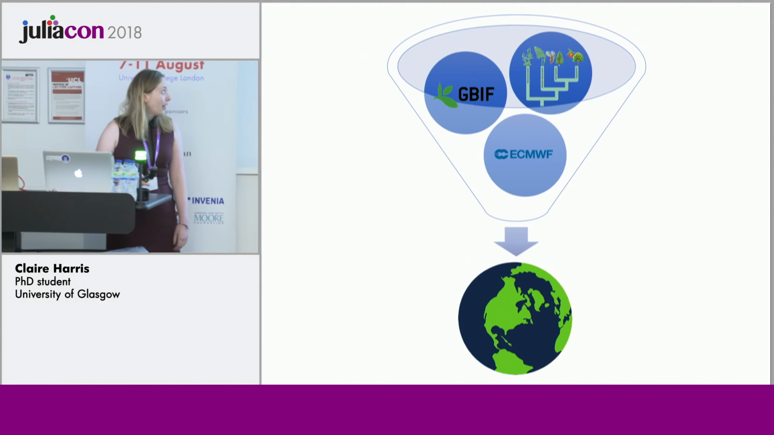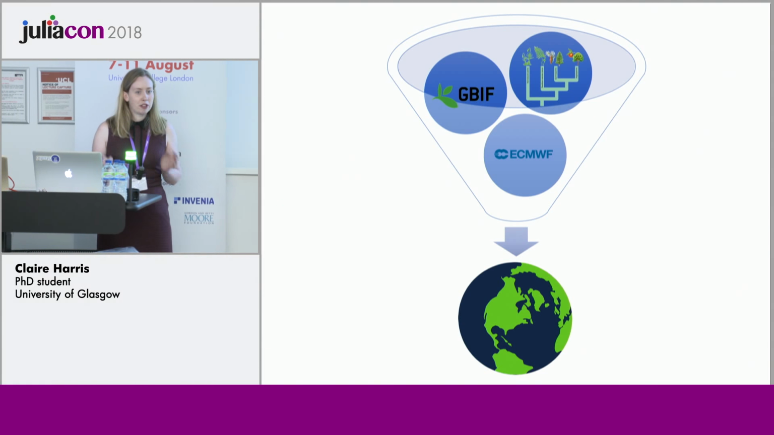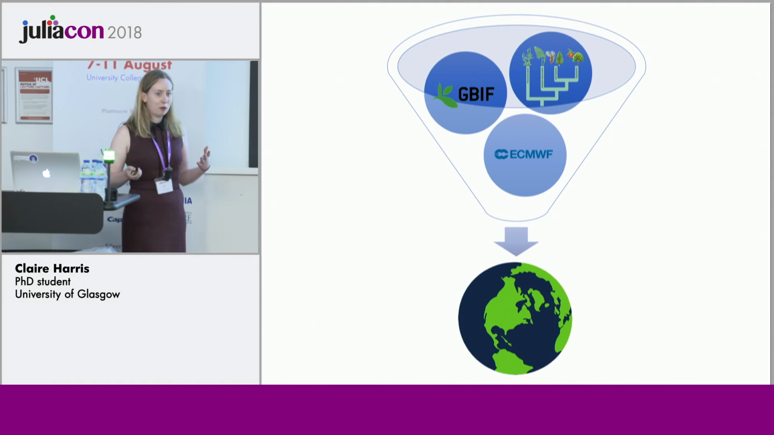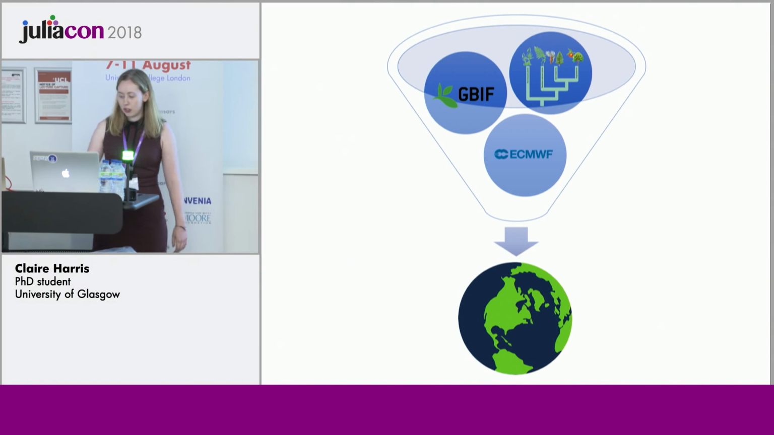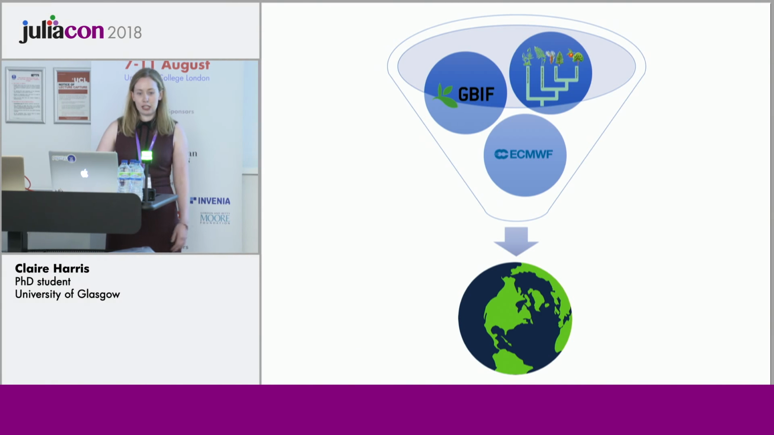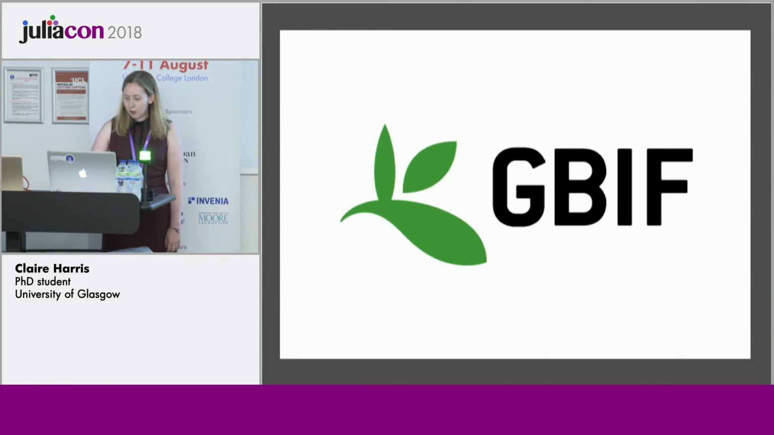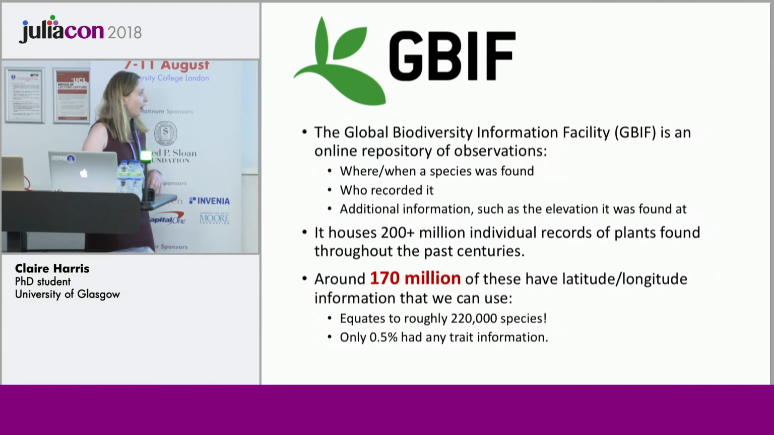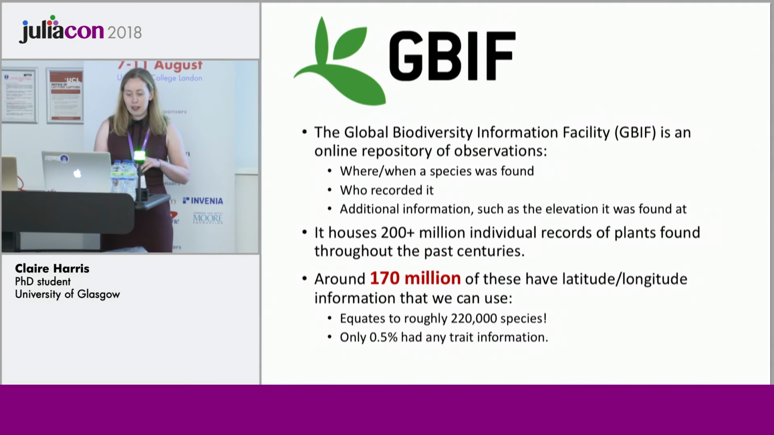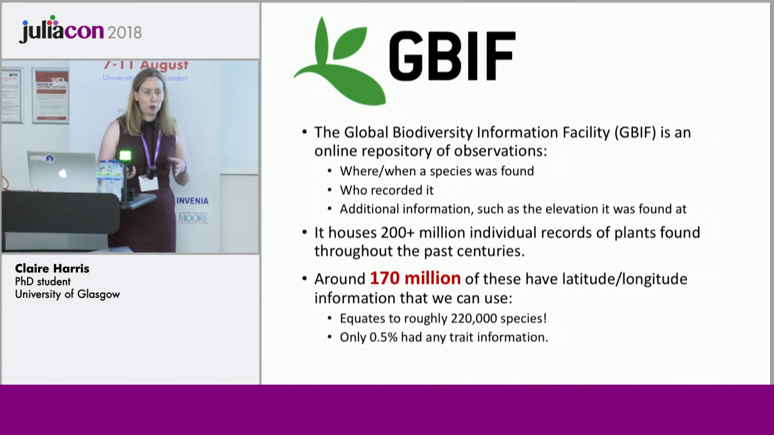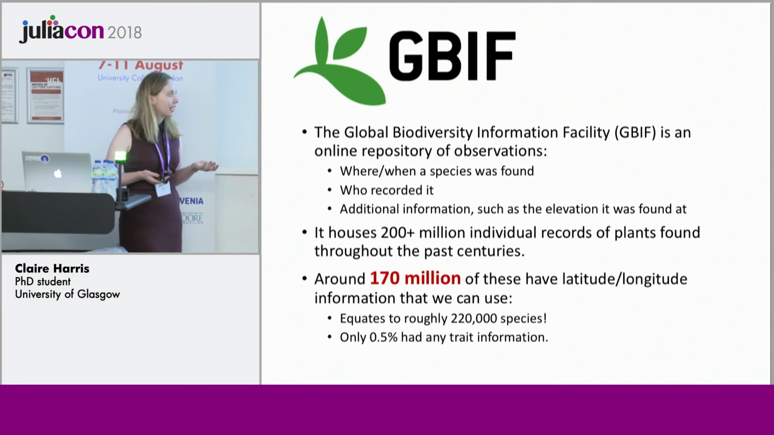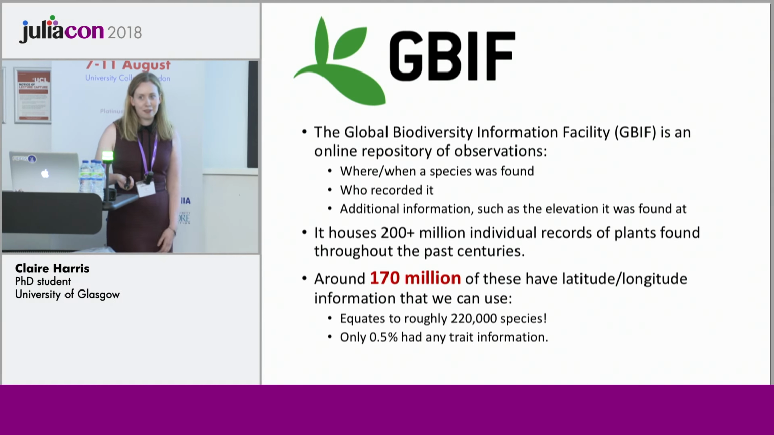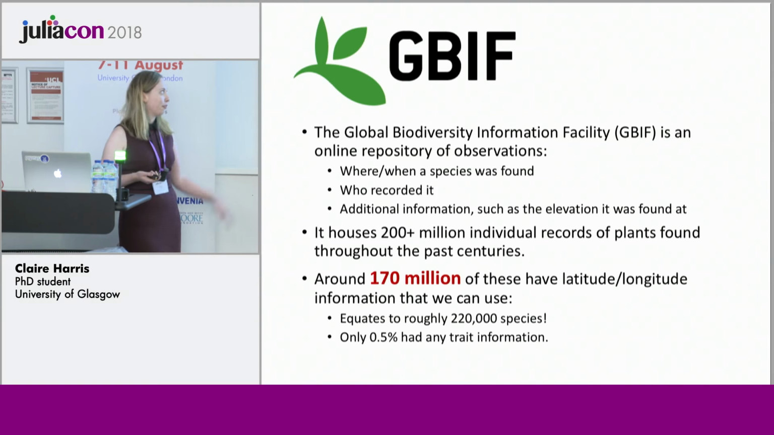So for a simulation like this, there are a bunch of different ingredients from the data that we'll want to go in, and I'm going to run through them one by one, the three main ones that I've used Julia to access and really look at. So the first is GBIF. If you haven't heard of GBIF before, it's an online repository of observations of when and where a species was found, where it was recorded, and lots of other pieces of information. So that's where that map came from.